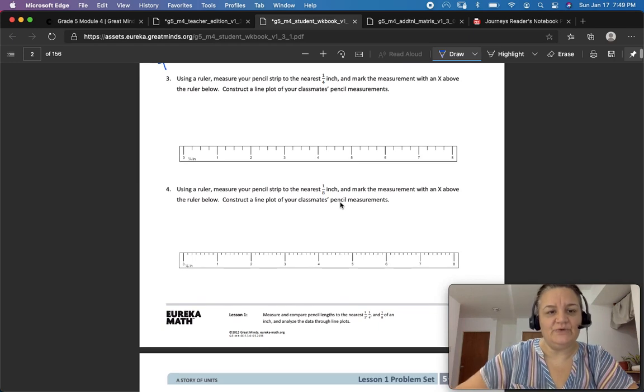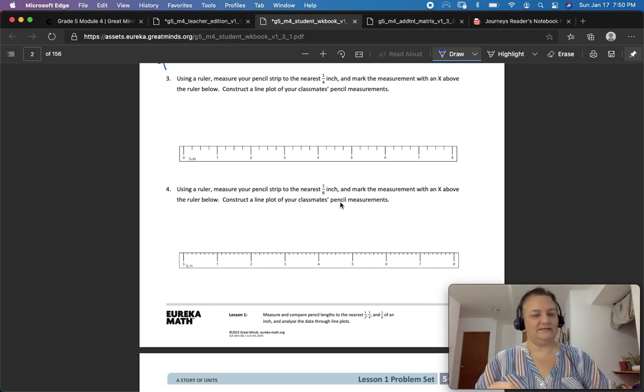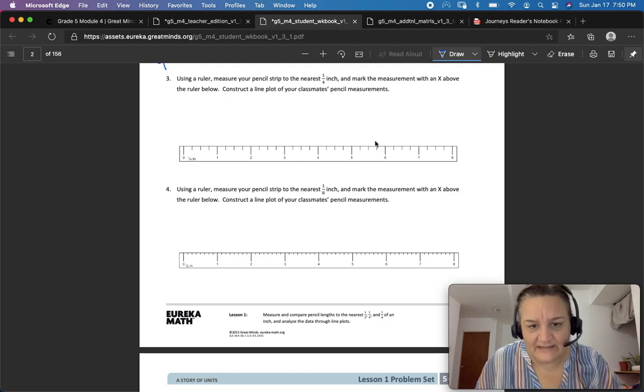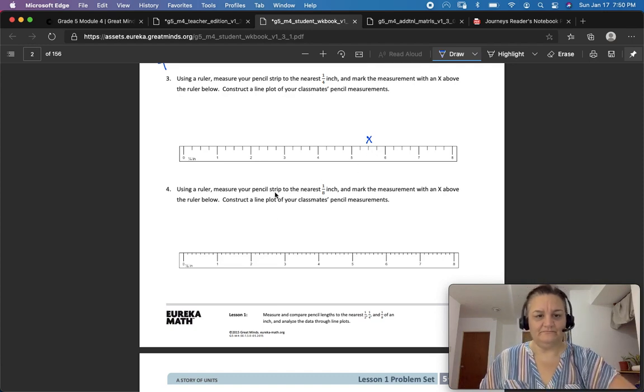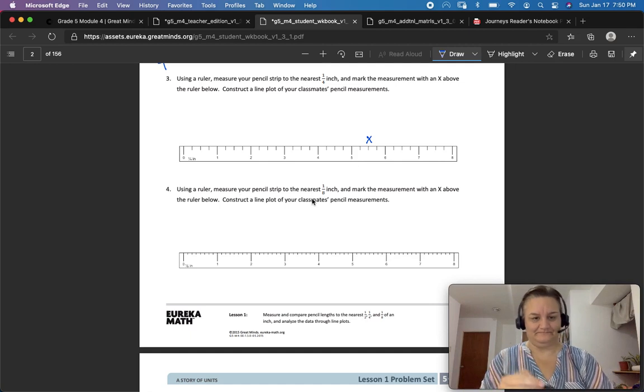Number 3, using a ruler, measure your pencil strip to the nearest 1/2 inch and mark the measurement with an X above the ruler below. So what did I say mine was? Mine was 5.5. Okay, to the nearest 1/4 inch, yep, still 5.5. So mine is going to be right here, 5.5. Using a ruler, measure your pencil strip to the nearest 1/8.